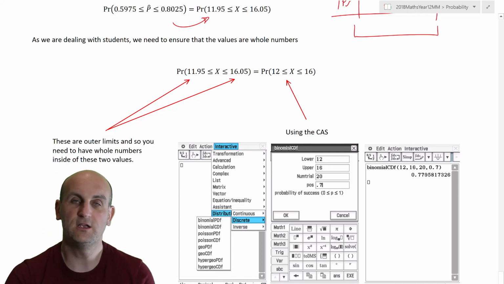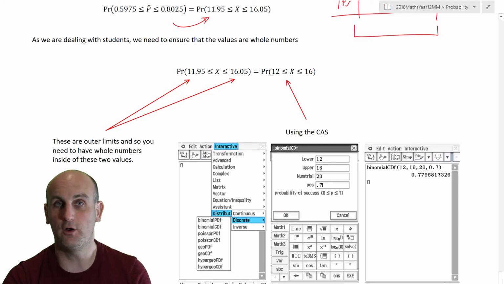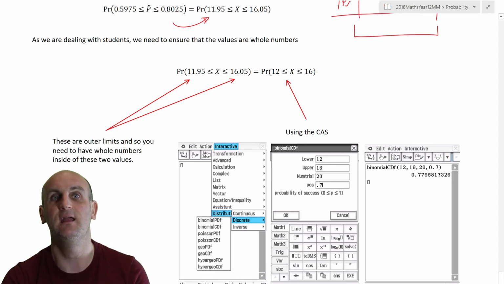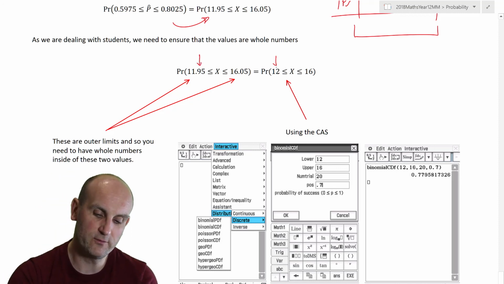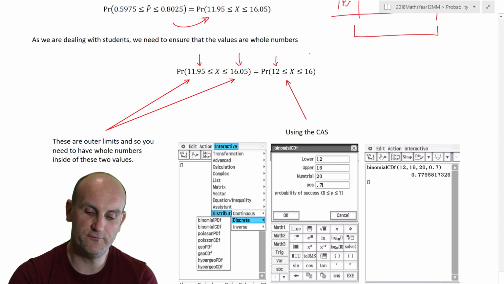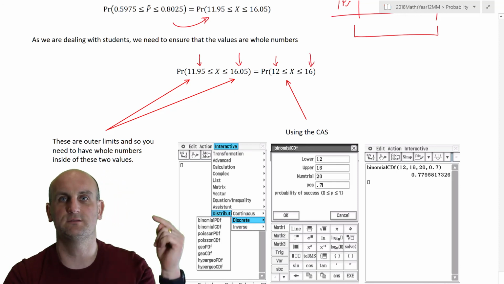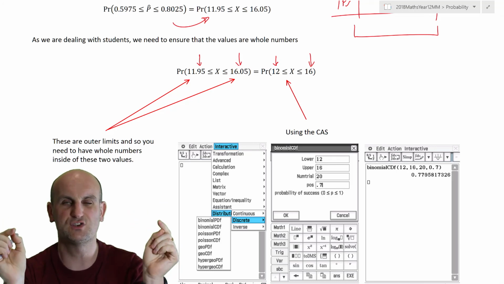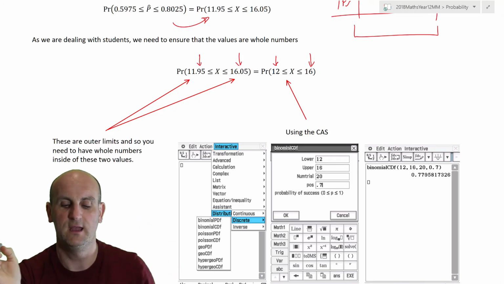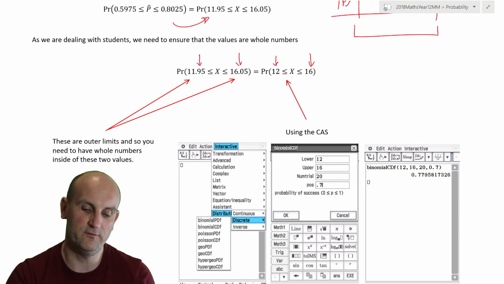Probably not. So because we're dealing with whole numbers and because it's binomial, and big hint here, ladies and gentlemen, binomial is tricky if you don't remember. We round 11.95 to 12 and 16.05 to 16. So what we want to do is come slightly in between the two outer values that they give you. So slightly bigger than 11.95 and slightly smaller, or the nearest whole number, inside of 16.05.